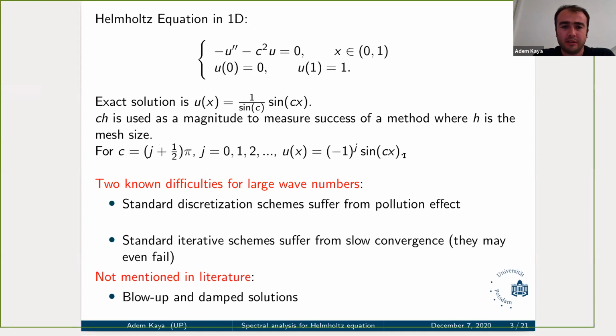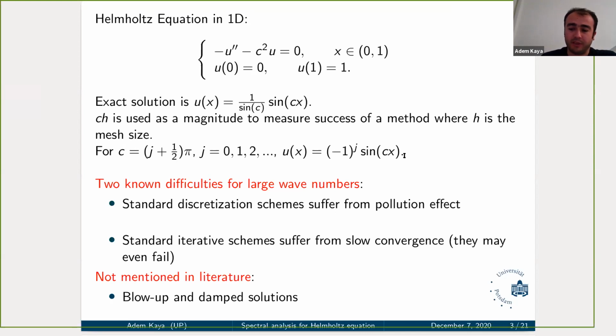So in literature, there are two known difficulties for large wave numbers in solving the Helmholtz problem. Standard discretization schemes such as finite difference or finite element methods suffer from the pollution effect. This is simply the phase difference between the exact solution and the numerical solution. And the second problem is that standard iterative schemes such as multigrid or domain decomposition methods suffer from slow convergence. They may even fail. And we can also add another problem, which is not mentioned in literature: blow-up or damped solutions.